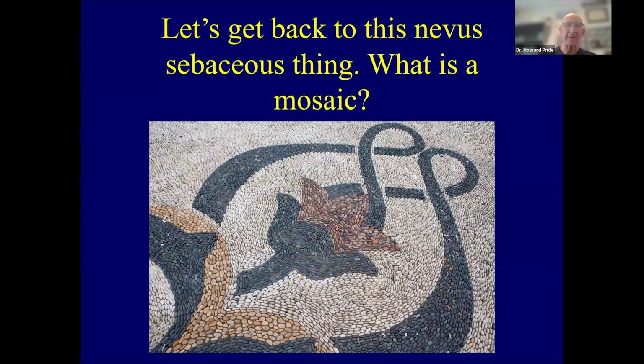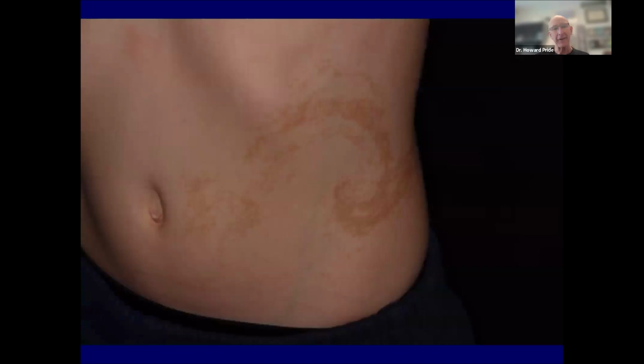So let's get back a little bit to the nevus sebaceous thing. And we talked about it being a genetic mosaic or post-zygotic mutation. What is a mosaic? Well, in a literal sense, the mosaics are these really elaborate artistic creations made out of tiny, tiny little stones or tiles with these beautiful swirls. And you think, boy, there's nothing that occurs on the body that looks like that. Well, yeah, there are, and this is part of my world of seeing weird birthmarks.